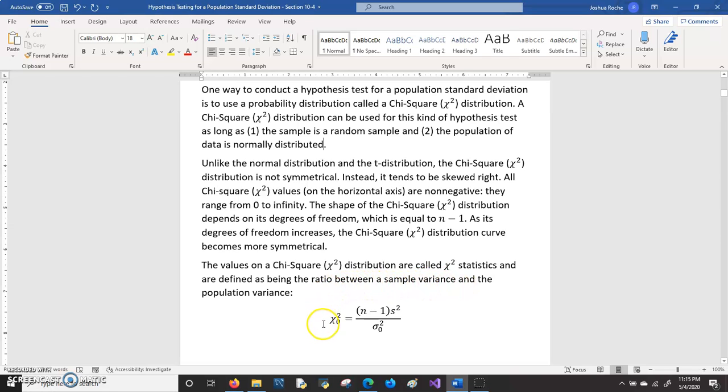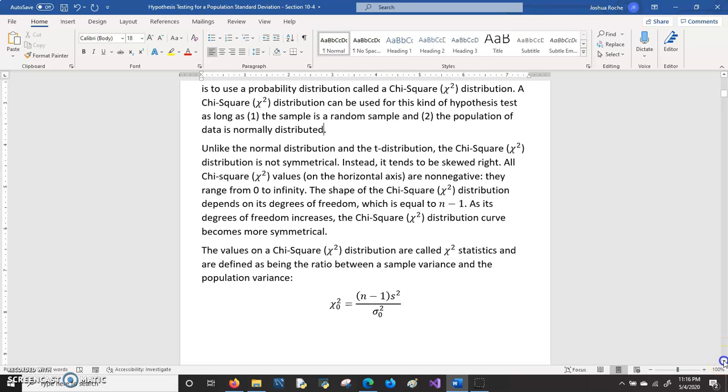The chi-squared values are defined as being the ratio between the sample variance, which is sample standard deviation squared, and the population variance, which is the population standard deviation squared.